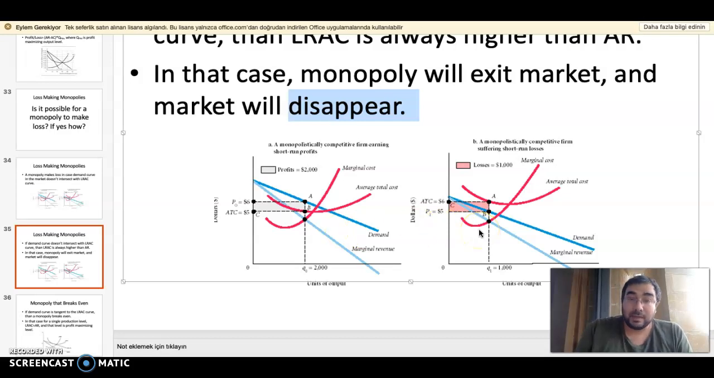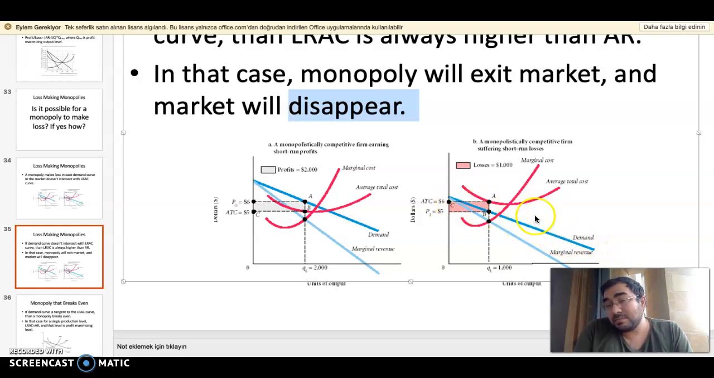Well, the other case is the case when the company certainly always makes losses, which is when the demand curve is below the average total cost curve for all quantities.